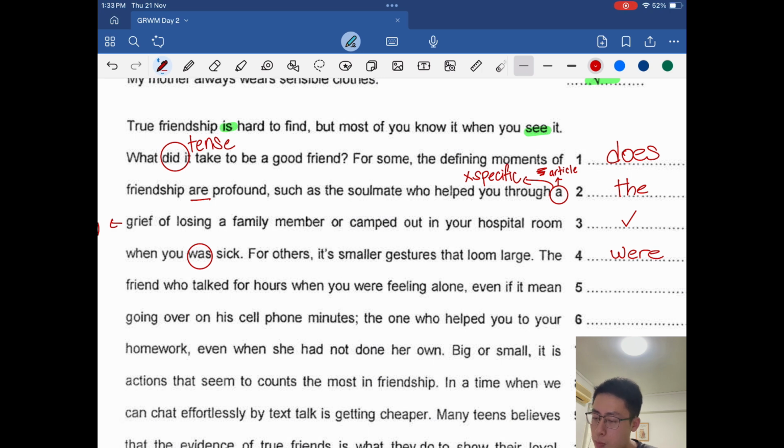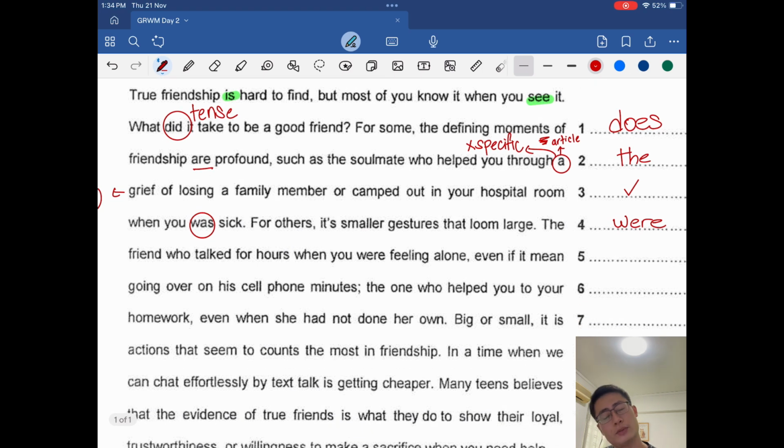So for others, it's smaller gestures that loom large, okay? The friend who talked for hours, when you're feeling alone, even if it mean going over on his cell phone minutes. For those of you who are simply too young, going over on cell phone minutes just means that in the past, in the good old days, before we had Wi-Fi and all these nice data plans, and cheaper telcos such as, I don't know, Gomo or something, Giga as well. We had contracts, and on your phone contracts, there's a limited amount of minutes per month which you can use to call. Maybe 90 minutes, 100 minutes, 200 minutes.